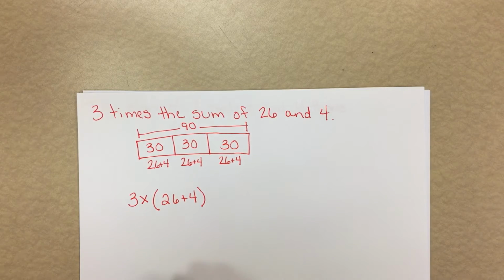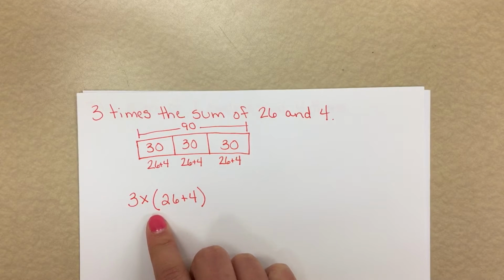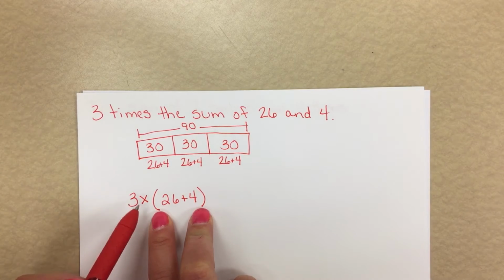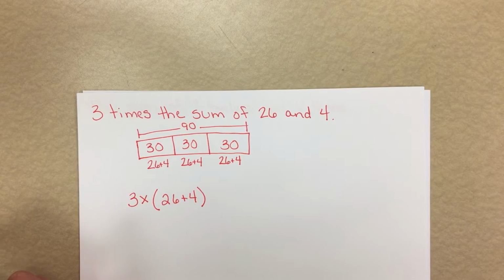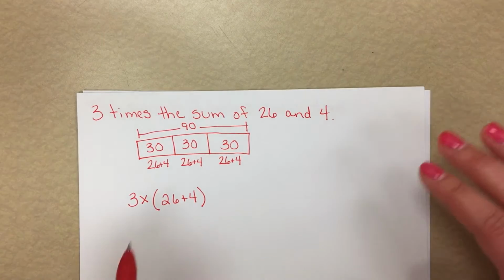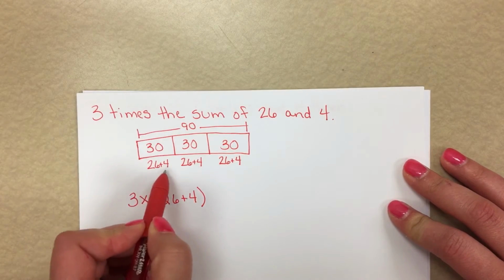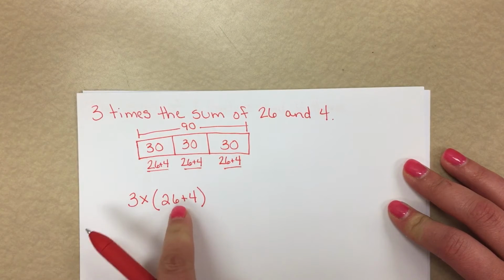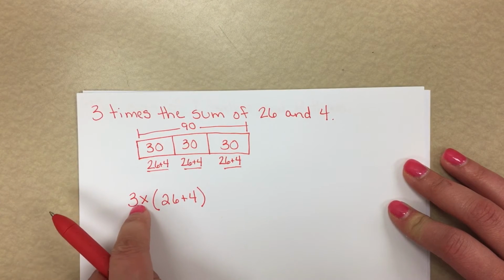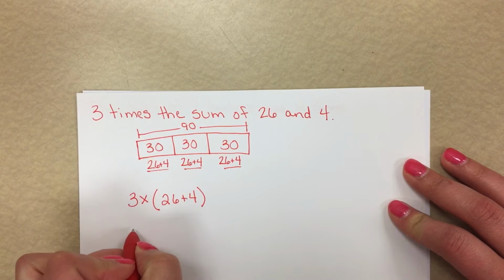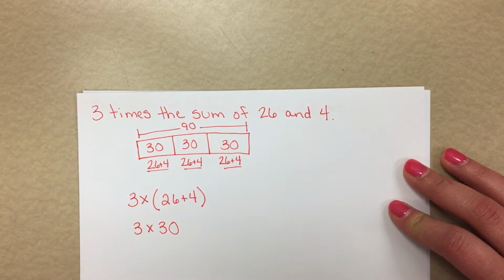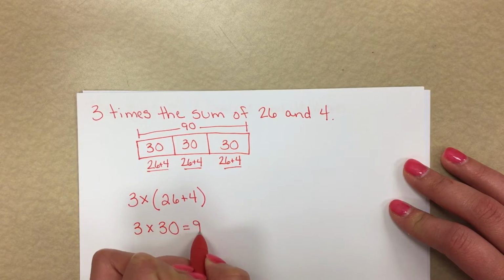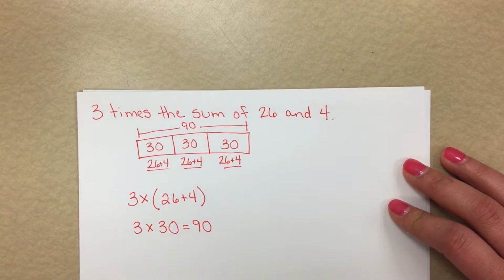I would not want to do this problem without my parentheses because if I did, I would have 3 times 26, which is not going to give me the correct answer. So I want to show that I'm going to add these, just like I did up here, okay? And then I'm going to multiply it 3 times. So I would end up with 3 times 30, and 30 times 3 is 90, okay?